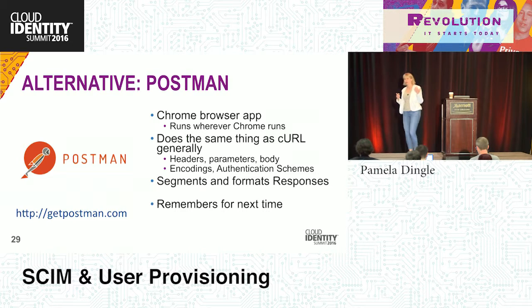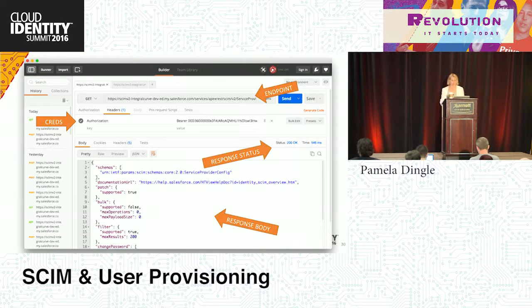So Postman gives you a GUI, does all the same things that curl does, but runs as an app and takes care of things like encodings and spaces in your filters and easy copy and paste between bodies and headers, as well as pretty printing. So here's an example of what we've already seen. So this is the service provider config. And this is what the Postman interface looks like. I won't talk about it too much.